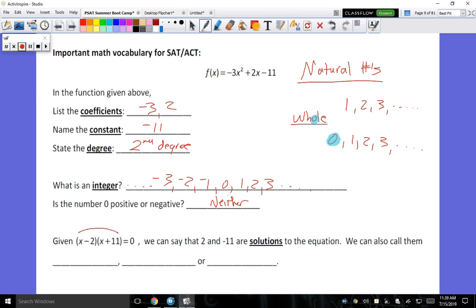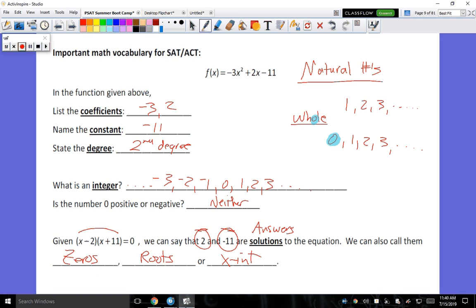Given these two factors is equal to 0, we can say that 2 and -11 are solutions, otherwise answers, to the equation. What other ways can you describe those? What other 3 words? Zeros, that was a big one. Roots. What's the last one? These are all the words that they'll use in the wording of the question. Yeah, x-intercepts. Nice.